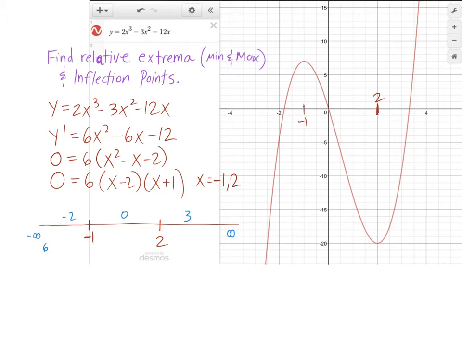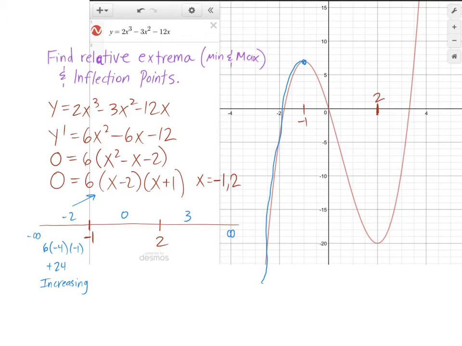If I plug -2 into this version of the derivative, I get 6 times -2 minus 2, which is -4, times -2 plus 1, which is -1, which ends up being positive 24. And I don't really care that the number's 24, I care that it's positive. That tells me that my function is increasing from -infinity to -2. And I can see that happening again on this picture. It's increasing all the way up to this maximum point.